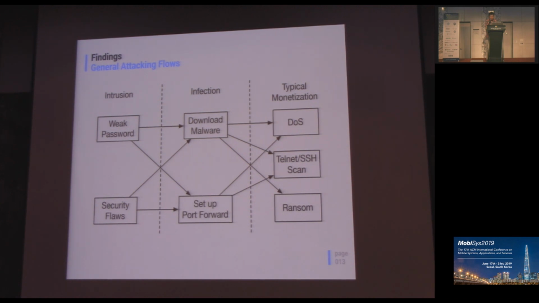As for fileless attacks, which we'll define later, the attack behaviors differ from those for malware-based attacks in the second and the third phase. In the infection phase, no malware is downloaded. Therefore, traditional detection techniques based on malware fingerprinting cannot be applied. Instead, attackers modify certain system-level files or set up port forwarding and backdoors for later use. In the monetization phase, apart from the DoS and telnet SSH scans, we also discover a new behavior, which I'll talk about later.